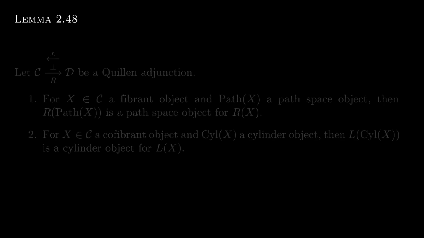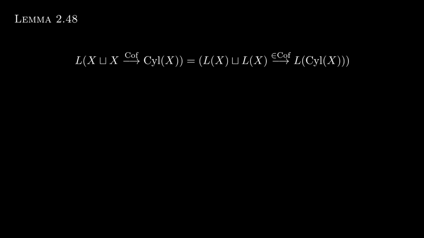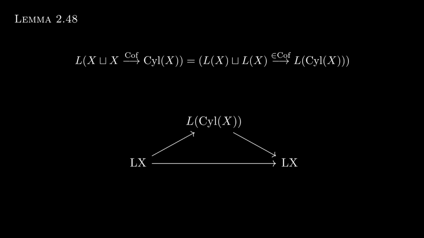The first is dual. A neat property of adjoints is that right adjoints preserve limits and left adjoints preserve colimits. Hence, L of X disjoint union X is LX disjoint union LX. Then we can pull out the codiagonal map like so, observing that L preserves cofibrations. Since X is cofibrant, a map from X to Cyl X is an acyclic cofibration, and so LX to L Cyl X is also. Consider then the triangle L Cyl X and LX and another LX. By 2 out of 3 we see that L Cyl X to X is a weak equivalence, and we are done.